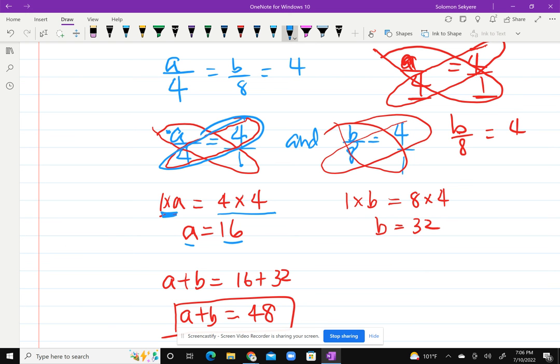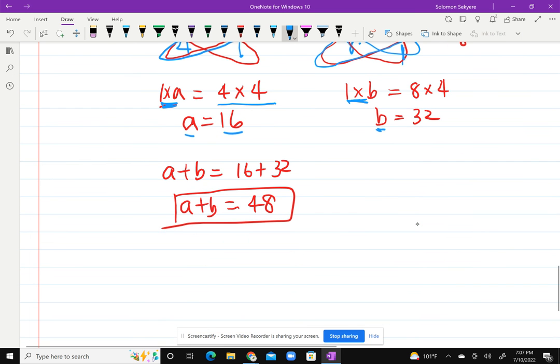We do the same thing for b. Butterfly, we do like this and like that. So 1 times the b is equal to 8 times 4. 1 times the number is the number itself. So b equals 32. So a plus b is 16 plus 32, and your answer is 48.